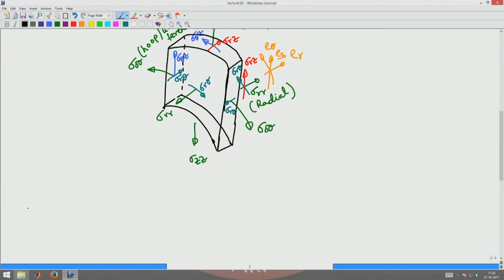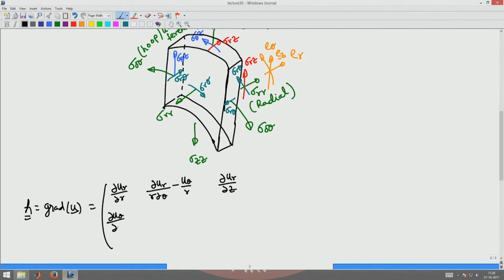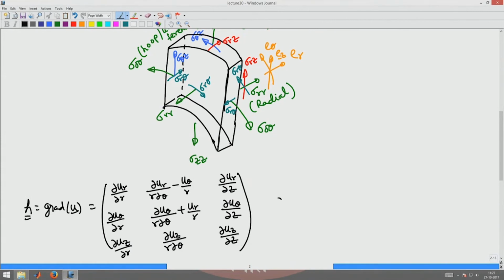So, H, which is the gradient of the displacement field, is given by dou u r by dou r, dou u r by r dou theta minus u theta by r, dou u r by dou z, dou u theta by dou r, dou u theta by r dou theta plus u r by r, dou u theta by dou z, and the z row with dou u z by dou r, dou u z by r dou theta, dou u z by dou z.